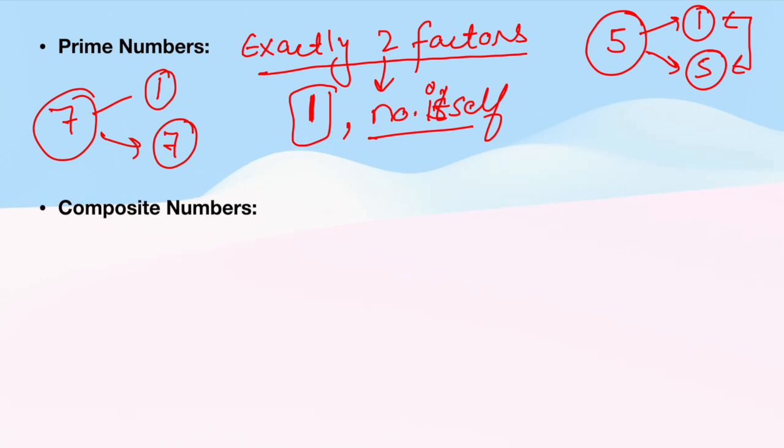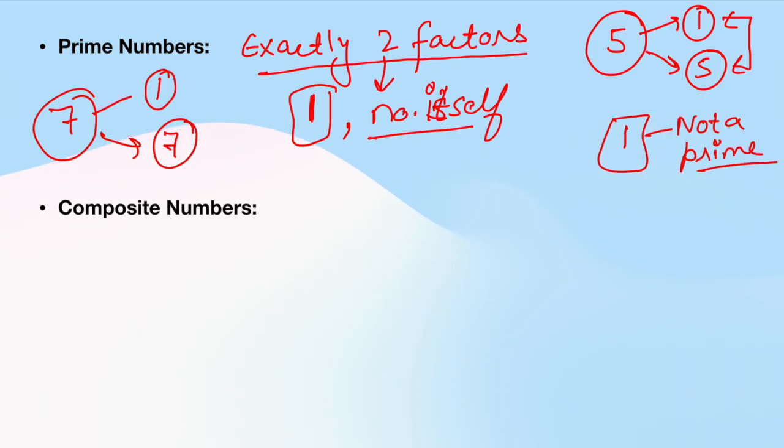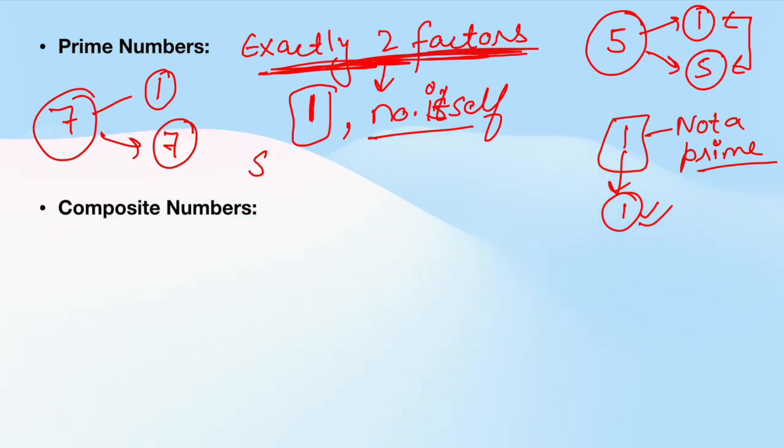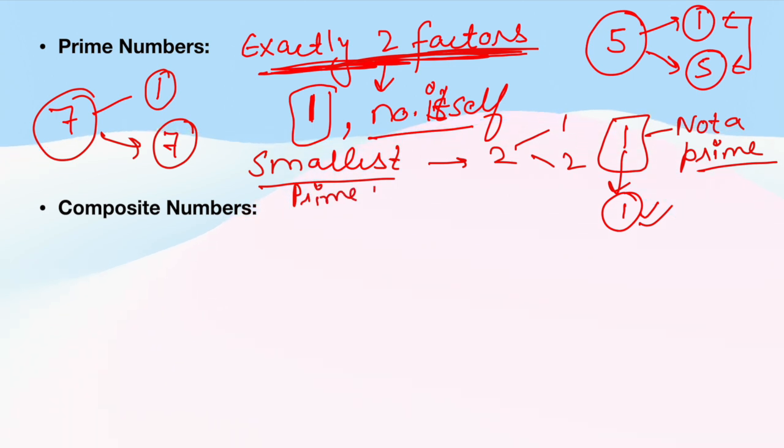If I ask you, is 1 a prime number? Tell me. No, 1 is not a prime. Why is 1 not a prime? Because 1 is divisible by 1 only. Is there any other factor? No. So there is only one factor, so 1 is not a prime number, because a prime number needs exactly two factors. So the smallest prime number will be 2, because 2 has two factors. What are those? 1 and 2. Is this clear? What are prime numbers?